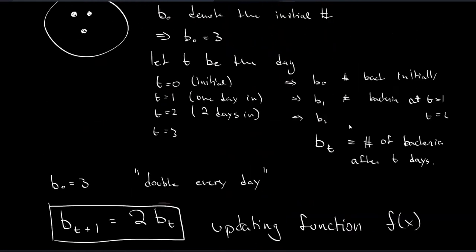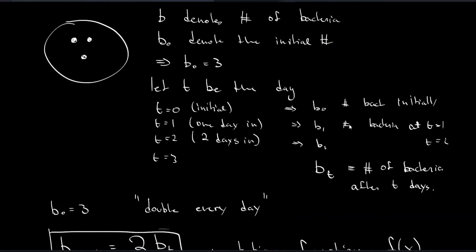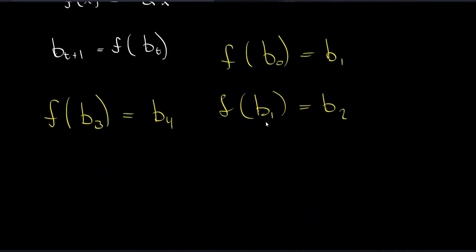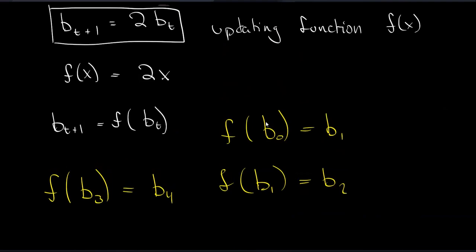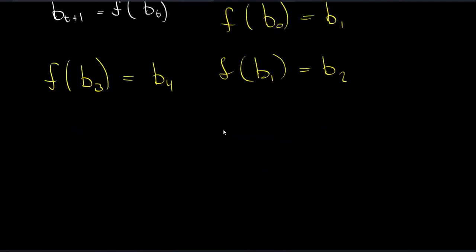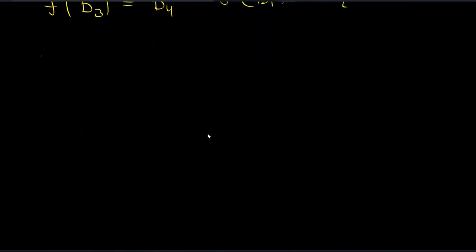So the updating function takes a value that your time dependent system has. Let's say the number of bacteria was 20 at one point, and you stick it into the updating function, and it's going to give you 40. In our particular case, if we write T over here and BT over here, initially we have 3 bacteria. After 1 day, we have 6. After 2 days, we have 12. After 3 days, we have 24. After 4 days, we have 48.